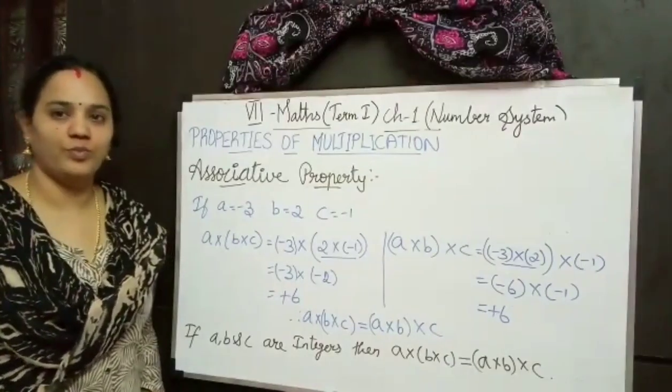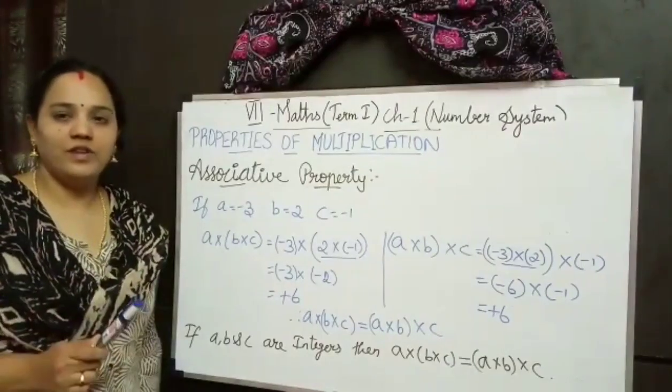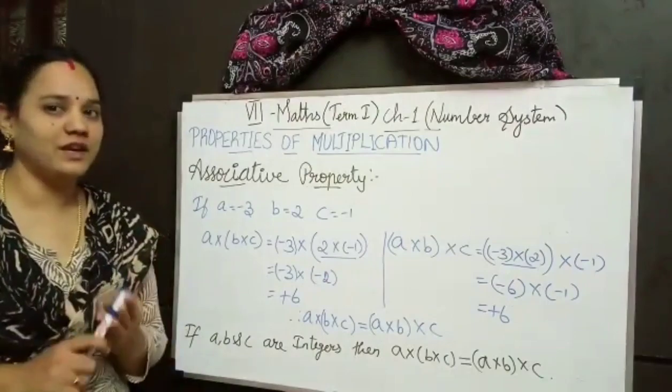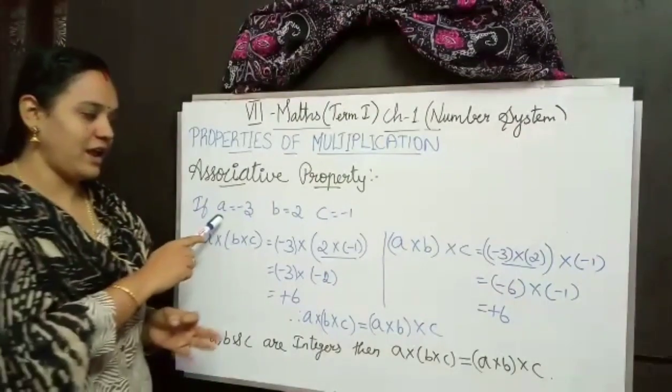Next, associative property. Whenever we are doing associative property, we have to take three integers, right? So here I have taken A, B and C.